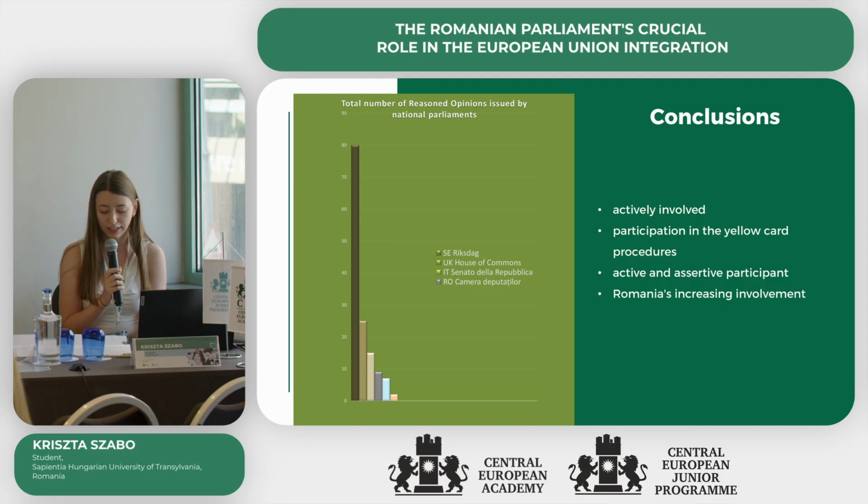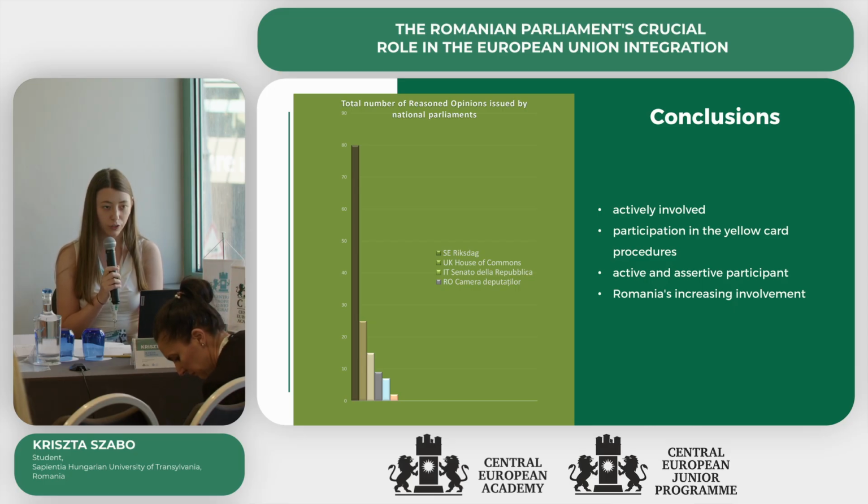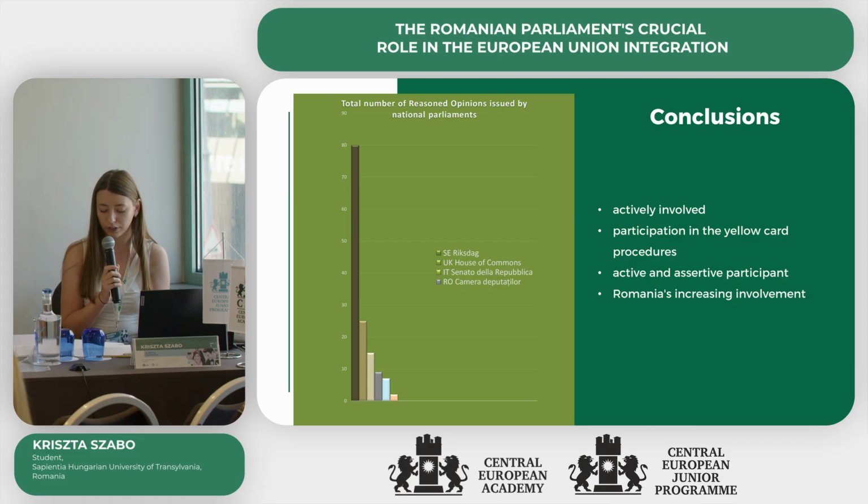Over time, Romania has shifted from a more passive role in the EU legislative process to a more active and assertive participant, particularly in issues that have a direct impact on its national interest. Although it was initially slow to engage, Romania's increasing involvement in key yellow card procedures reflects a growing awareness of its ability to influence EU policy, as well as a more developed approach to protecting its national prerogatives within the EU frameworks. Nevertheless, there is hope that the role of national parliaments in the EU will be strengthened in the future, especially in decision making.